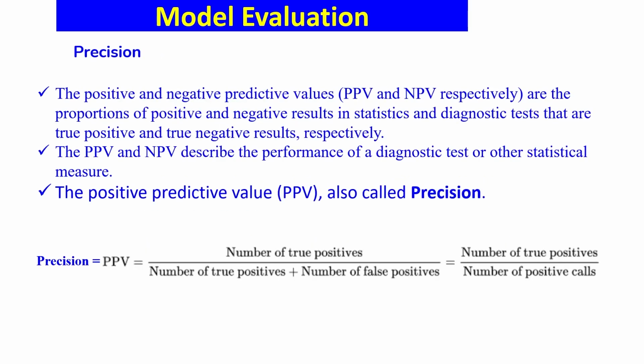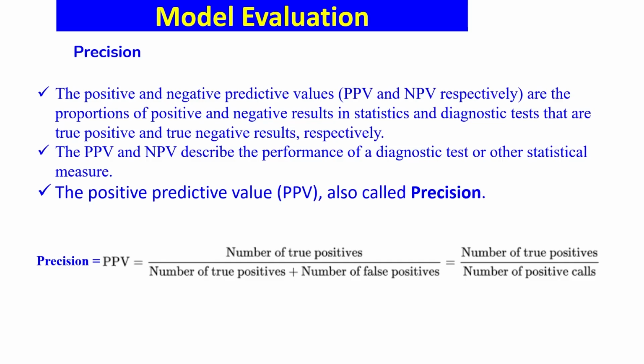The positive and negative predicted values, sometimes we call positive predicted value as PPV and negative predicted value as NPV, are proportions of positive and negative results in statistics, correct. And these PPVs and NPVs can be used as a diagnostic test for a measure.